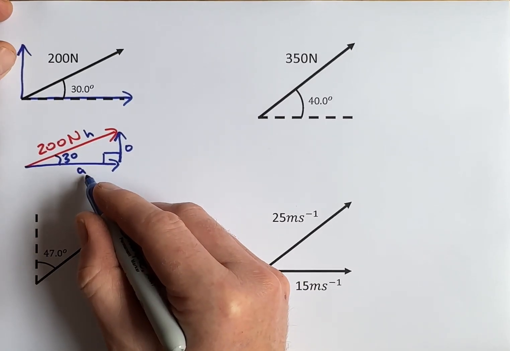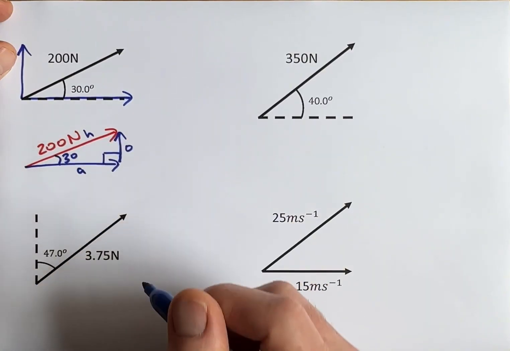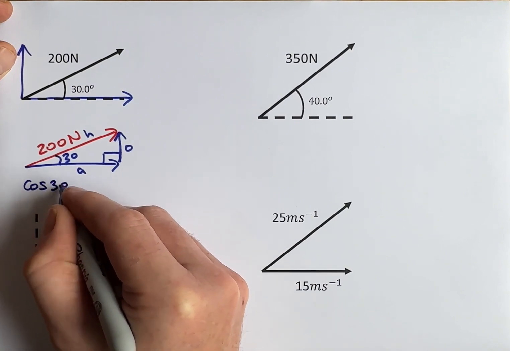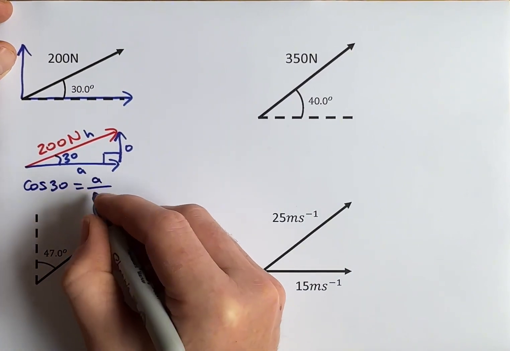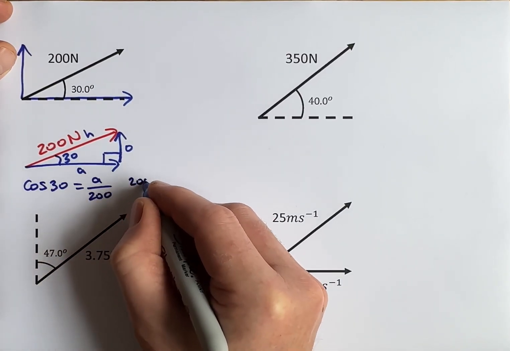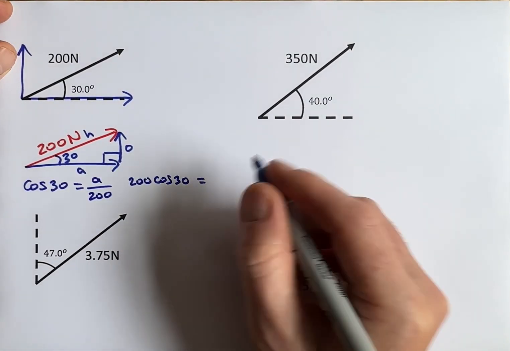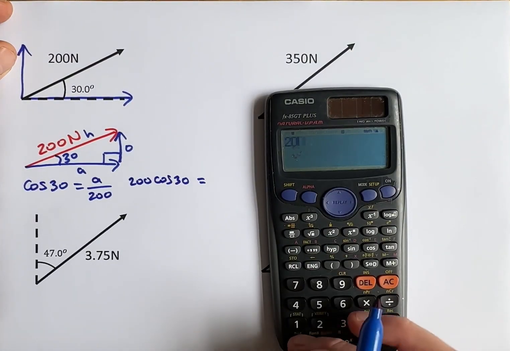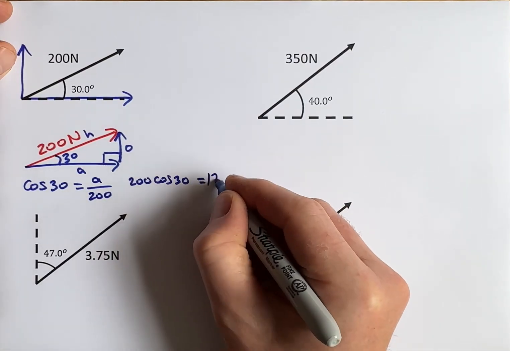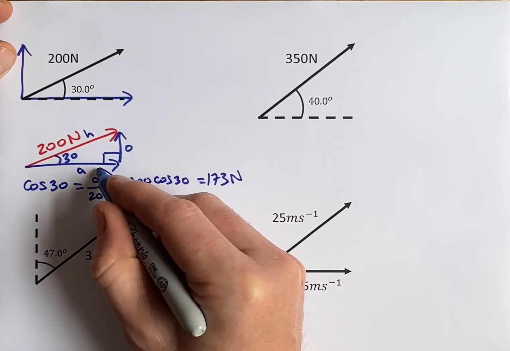So initially, we want to work out the horizontal component, which is the adjacent. We've got the hypotenuse, so we're going to use cos. So we know that cos of 30 is equal to the adjacent over 200. So this horizontal component now is going to be 200 cos 30. Okay, and 200 cos 30 gives you 173 newtons, okay? So that's the horizontal component there.